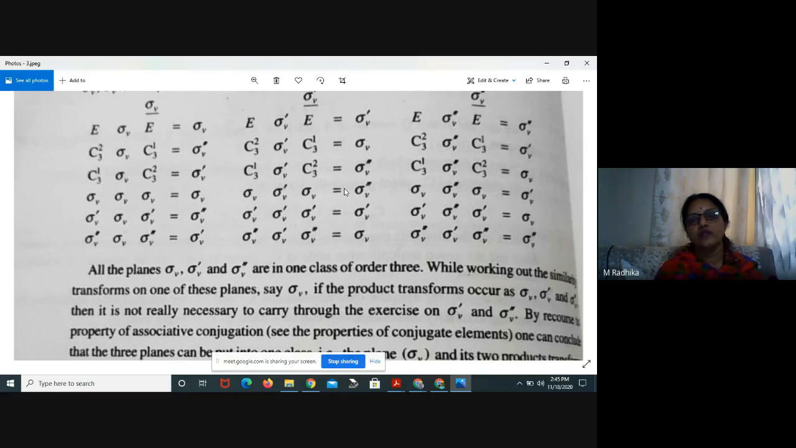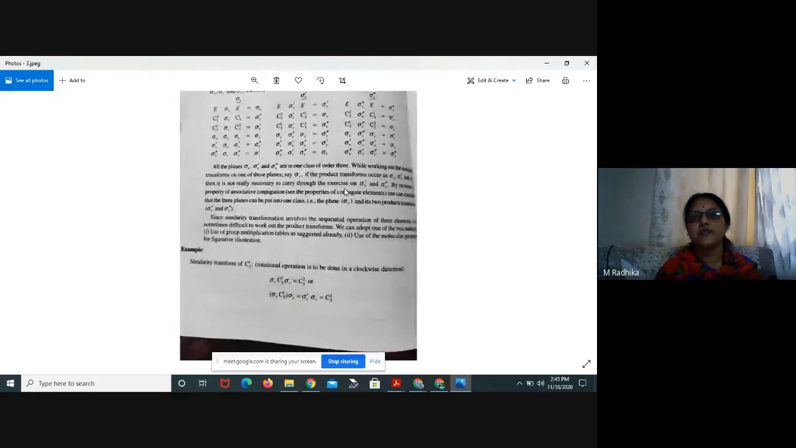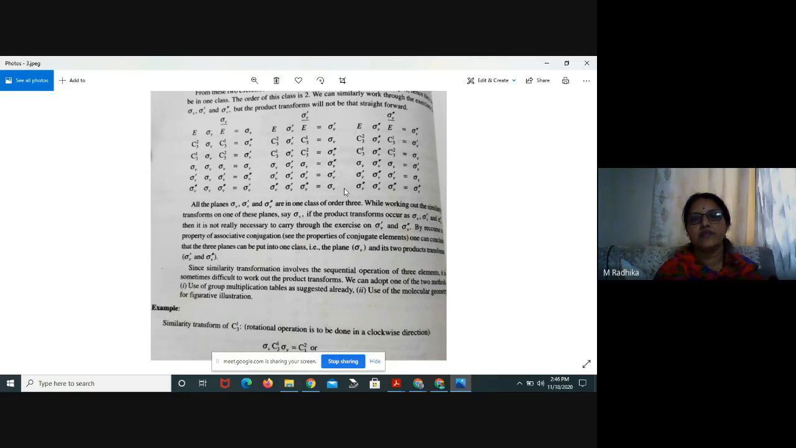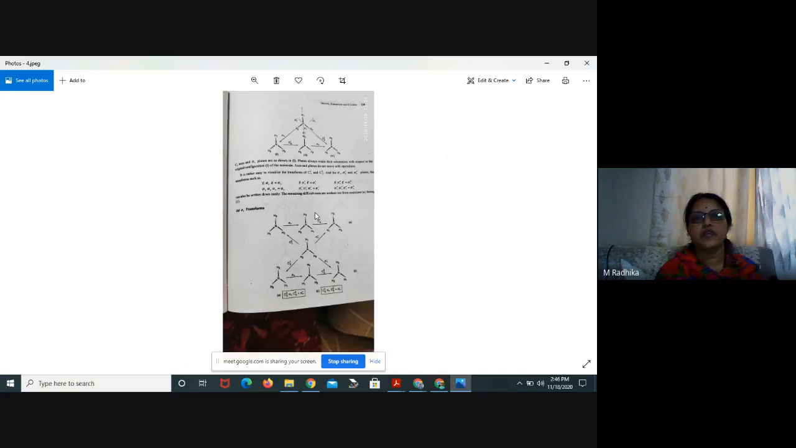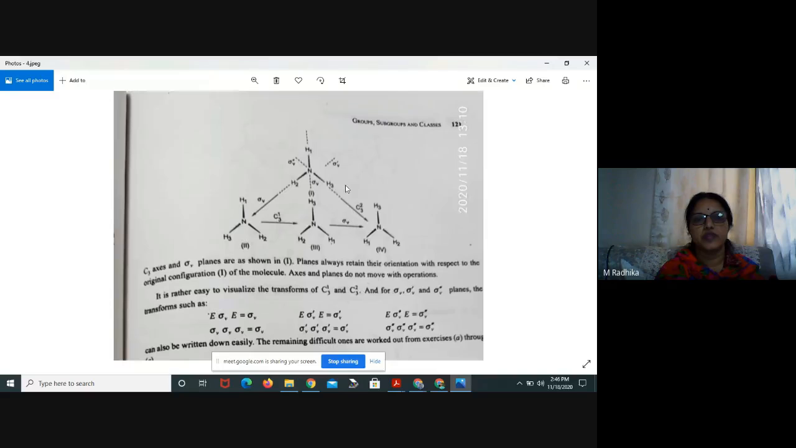Now, how many classes have we got in this particular C3v point group? We have got 3 classes. The first one was the identity class, the second one was the C3 rotation class, and the third one was the plane. So these 3 were the classes. Now we have the same examples, diagrammatically shown. Whatever I have shown, the same thing is being shown here.